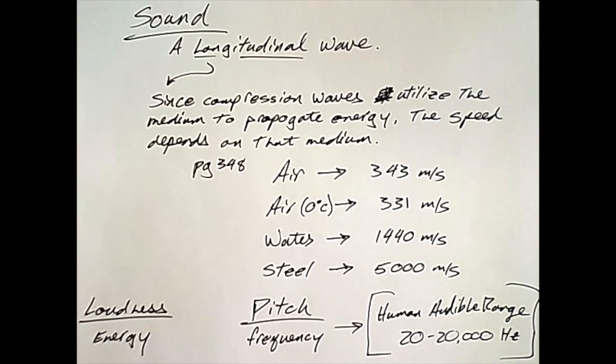Sound is a longitudinal wave. Since compression waves utilize the medium to propagate energy, the speed depends on the medium. And then I've taken this sample from a chart in your book on page 348. These are just a few of the speeds listed on that chart. Speed of sound in air is 343 meters per second. That's at standard STP, which is 25 degrees Celsius, room temperature, 70 degrees Fahrenheit.